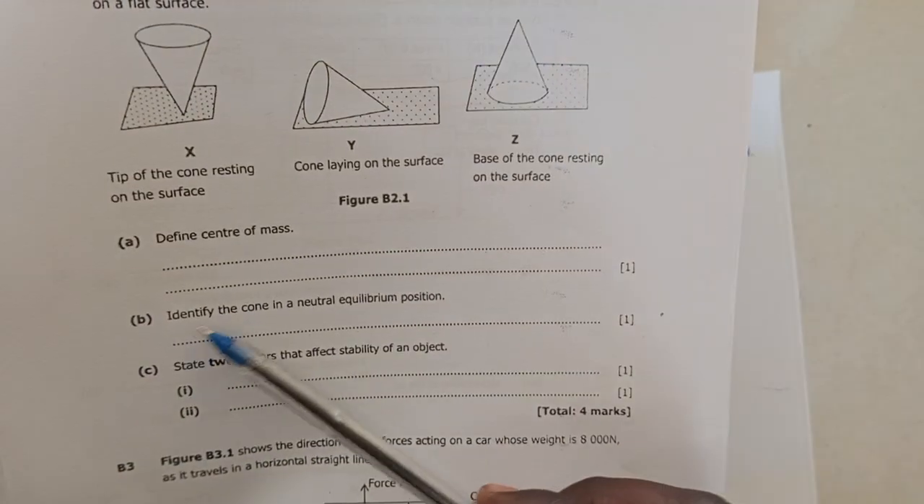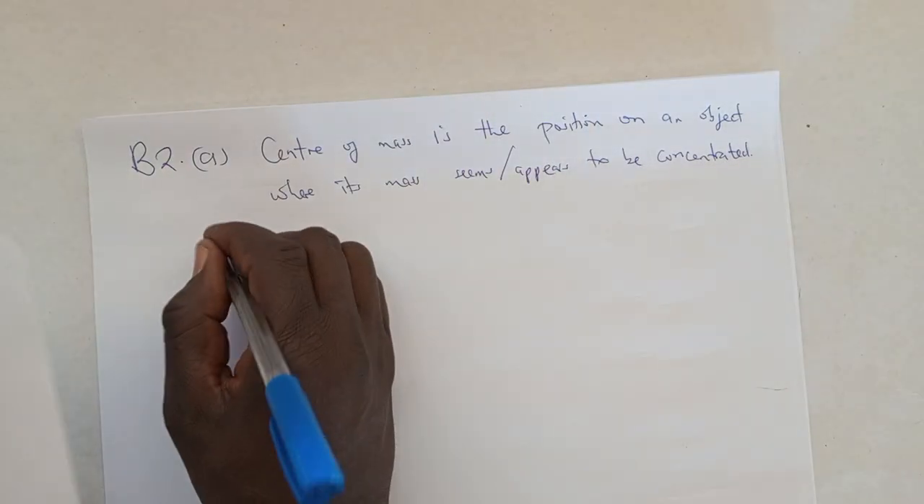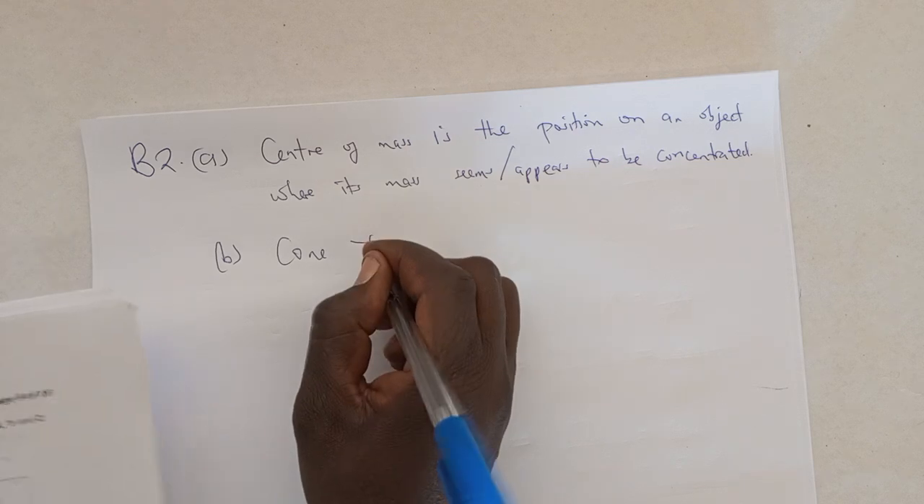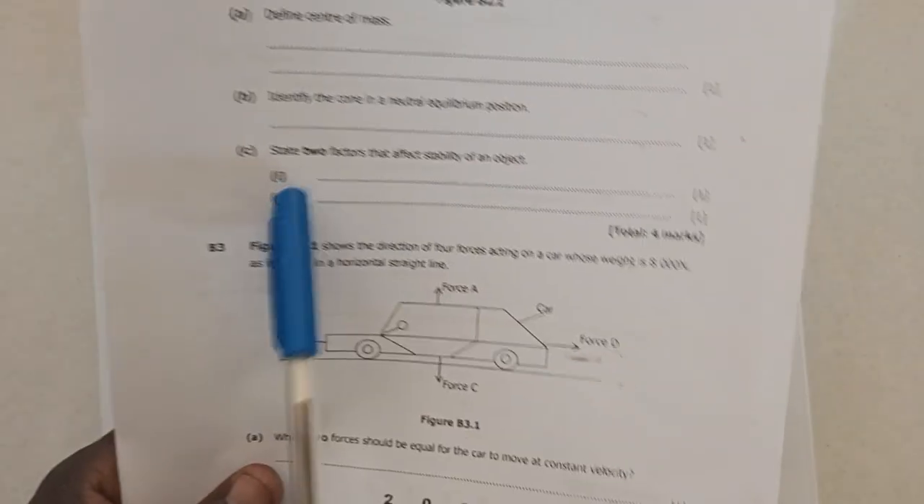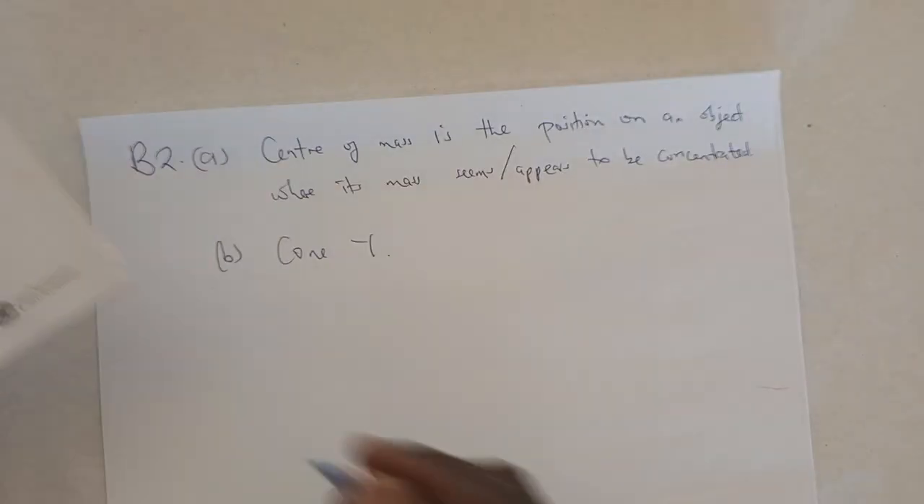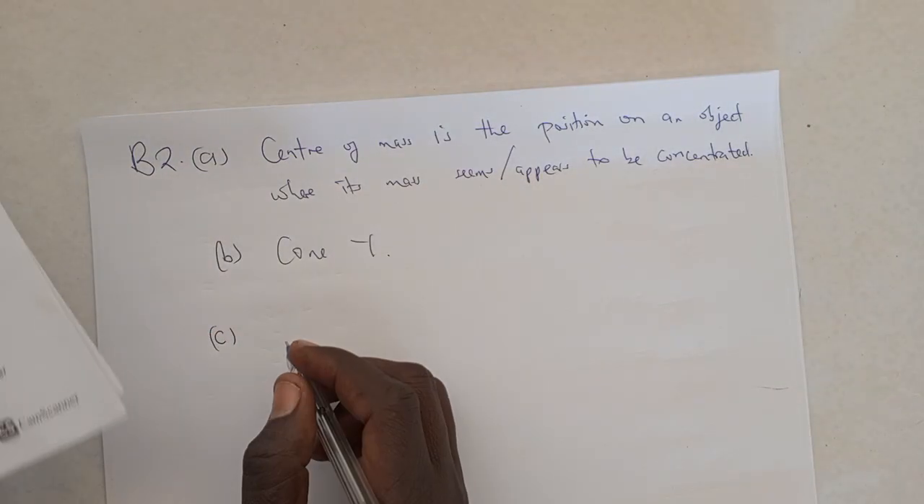The question says, identify the cone in a neutral equilibrium position. Well, the answer there would be which cone? Cone Y. Okay, so it's cone Y. State two factors that affect stability of an object. So which two factors affect the stability of an object?